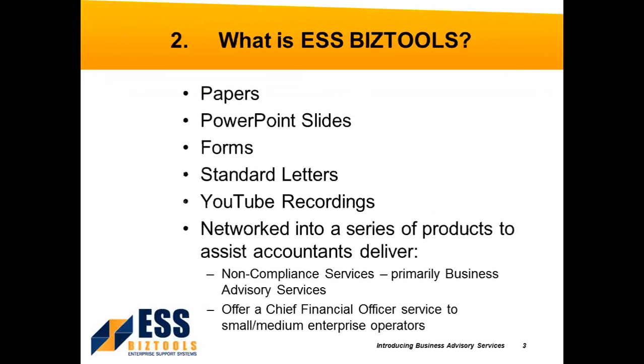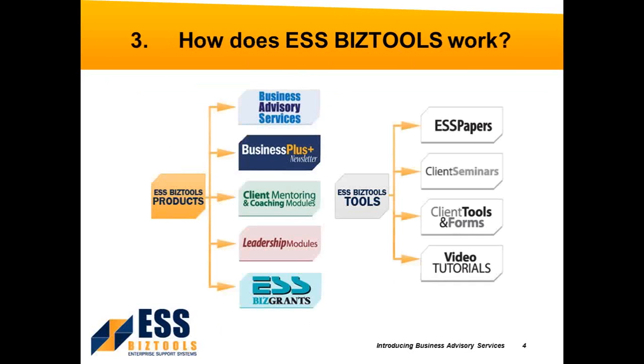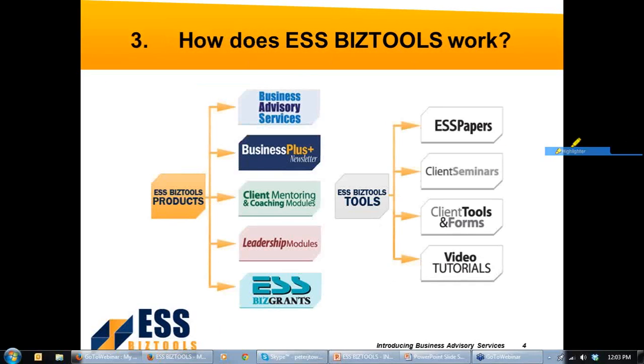So what's included in the system? There's papers, there's PowerPoint slides, there's forms, there's standard letters, there's YouTube recordings to help accountants start using the system to generate non-compliance work, business advisory services work from your clients. So this is the chart which looks at the interrelationship of the various activities.